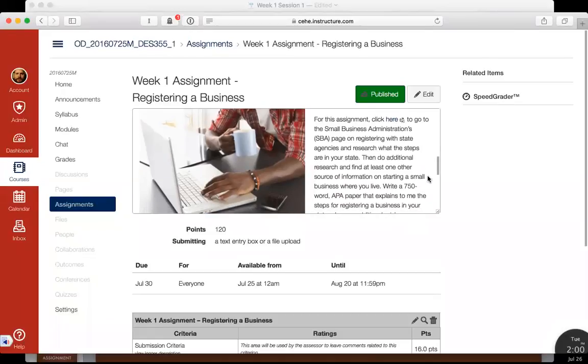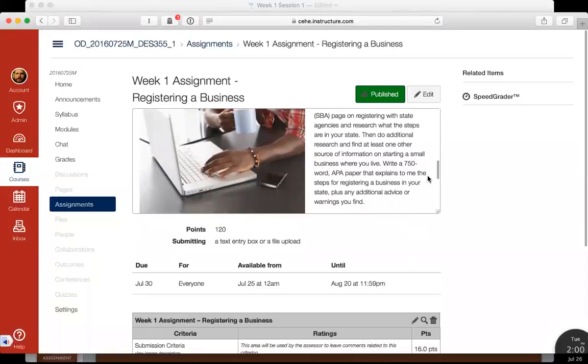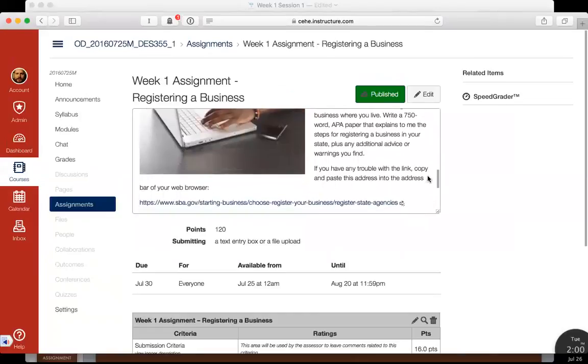Then do additional research and find at least one other source of information on starting a small business where you live. You're going to write a 750-word APA paper that explains to me the steps for registering a business in your state, plus any additional advice or warnings that you find.